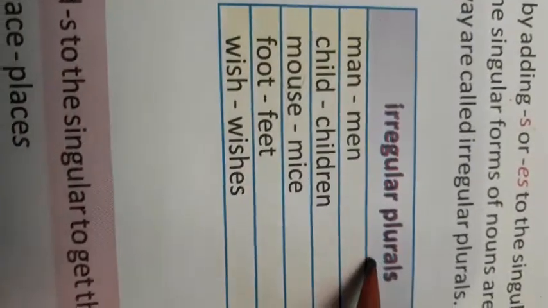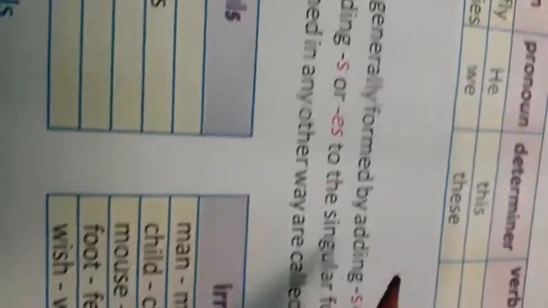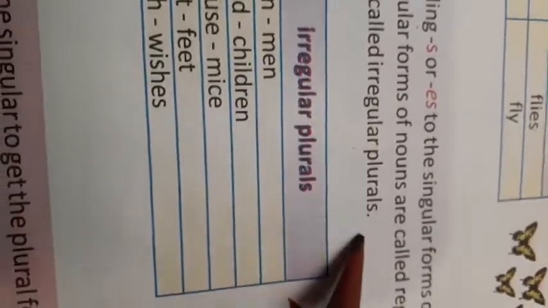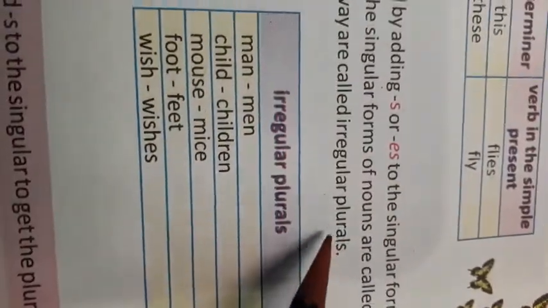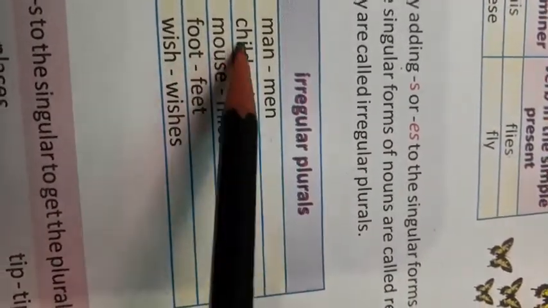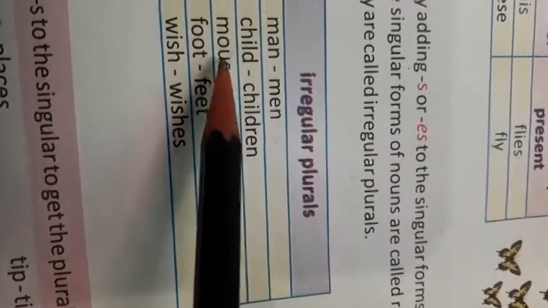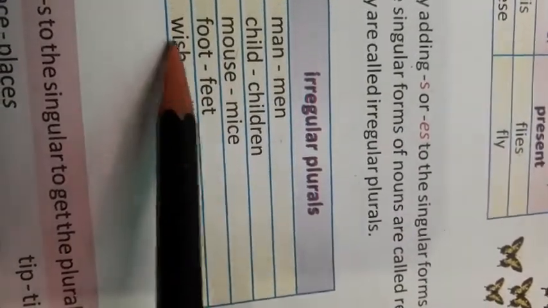Irregular plurals. What is an irregular plural? Plurals which are formed in any other way are called irregular plurals. As you can see here: man, men; child, children; mouse, mice; foot, feet.